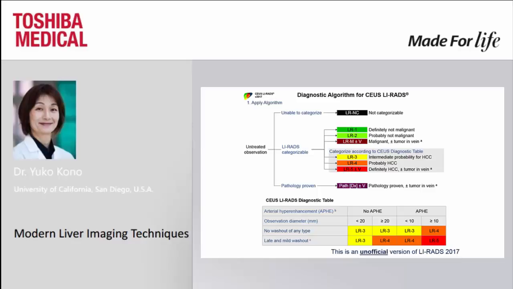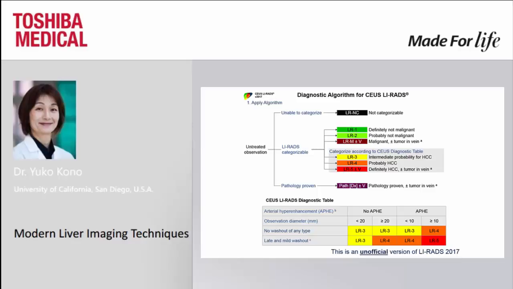But in a CEUS, we look not only at the presence of washout, we look at the timing of washout, and we also look at the degree of washout. The timing of washout: early washout is less than 60 seconds, late washout is later than 60 seconds. And when the lesion starts washing out, we then need to look at the degree of washout. Is it a mild washout, or is it marked washout, or punched out, very black washout?